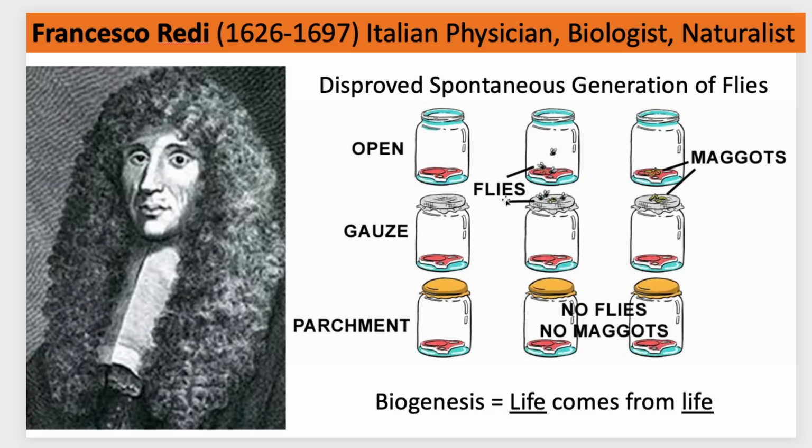And when the gauze was over the top, nothing could get in. So they couldn't lay their eggs in the meat or eat the meat. So it prevented the formation of flies and maggots on the meat. And then they did it with parchment, and you get the same thing. So for this, he said, well, life comes from life. If there's not anything living, then you're not going to get anything living from it.